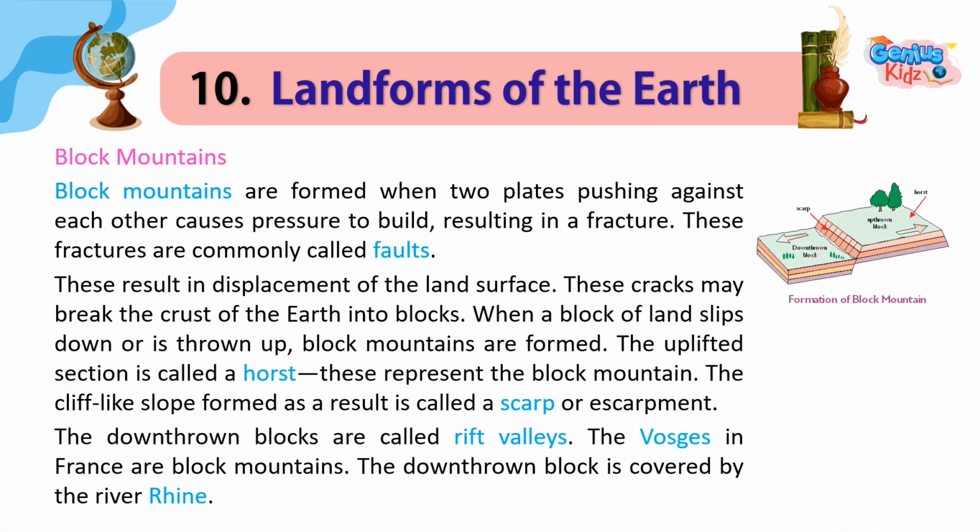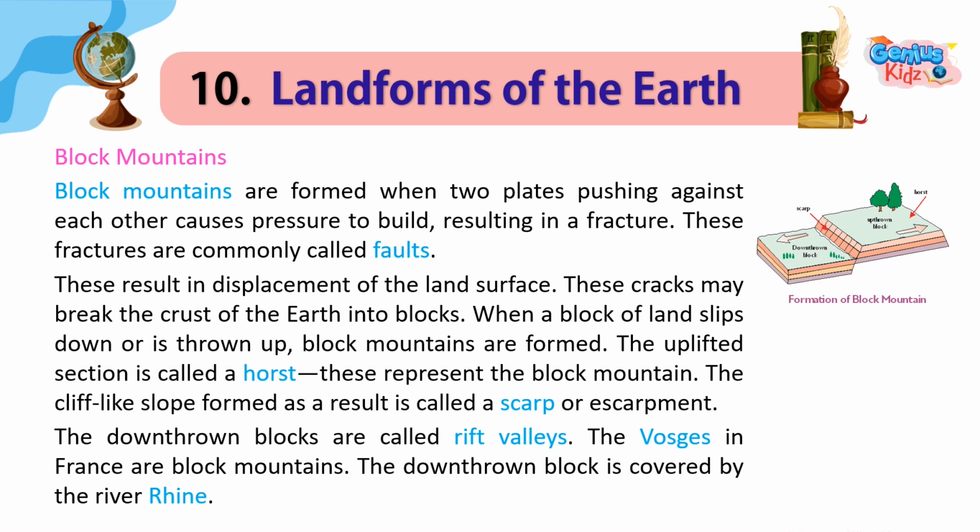Block mountains. Block mountains are formed when two plates pushing against each other cause pressure to build, resulting in a fracture. These fractures are commonly called faults. These result in displacement of the land surface. These cracks may break the crust of the Earth into blocks. When a block of land slips down or is thrown up, block mountains are formed.